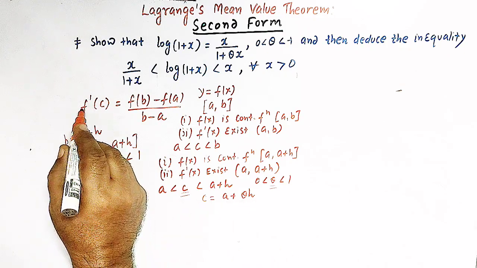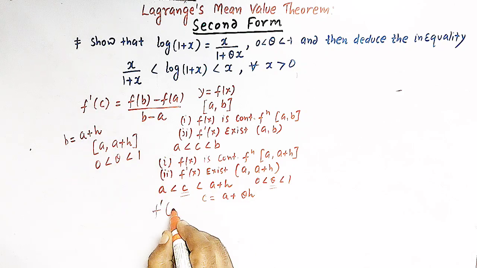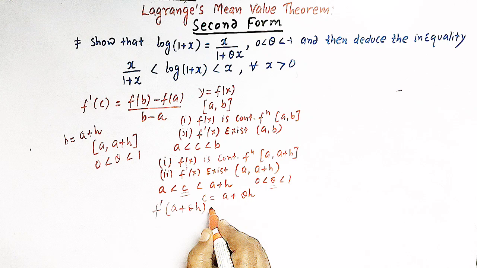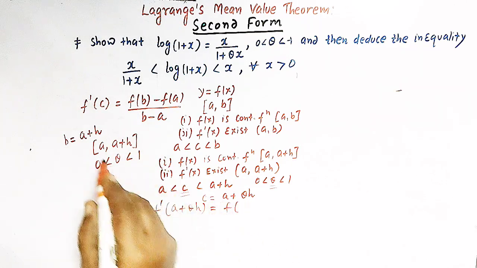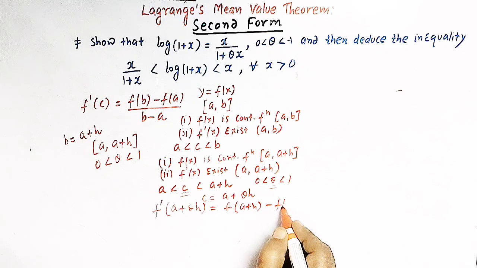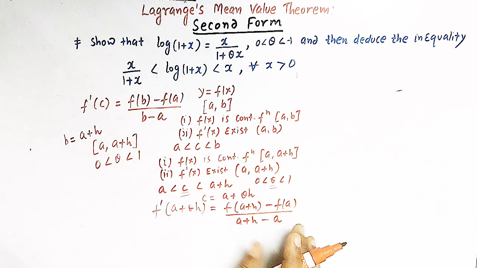So then we can now write the Lagrange's mean value theorem as f prime of c. So c is a plus theta h, and here we have f of b. B can be replaced by a plus h, and then we have f of a, and b minus a can be written as a plus h minus a, right? So let us simplify it.